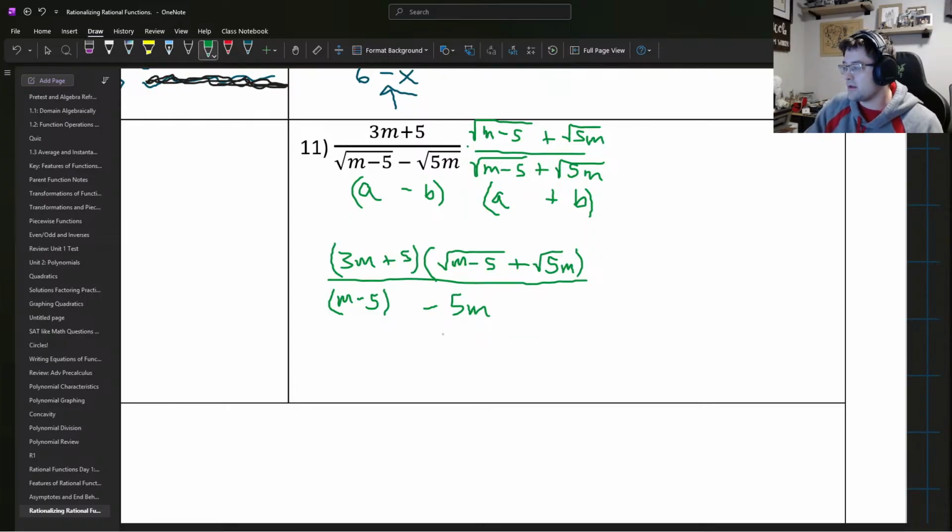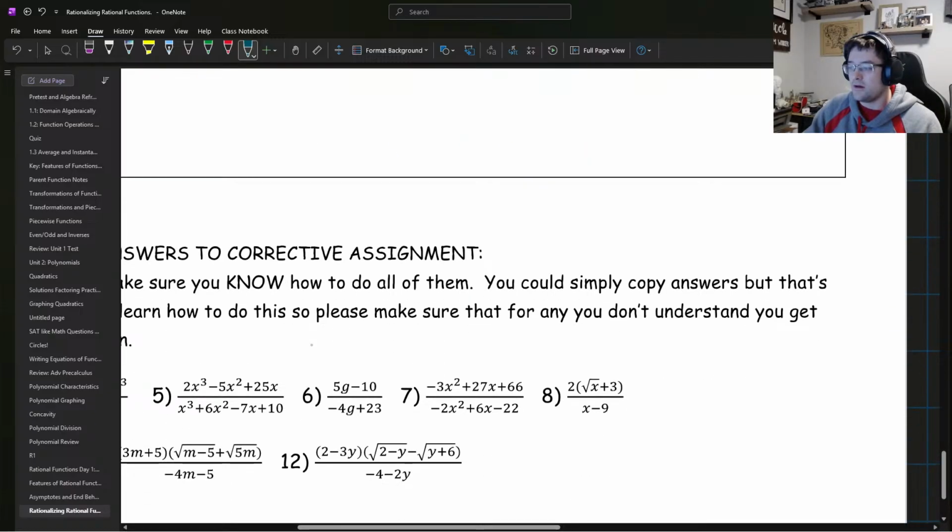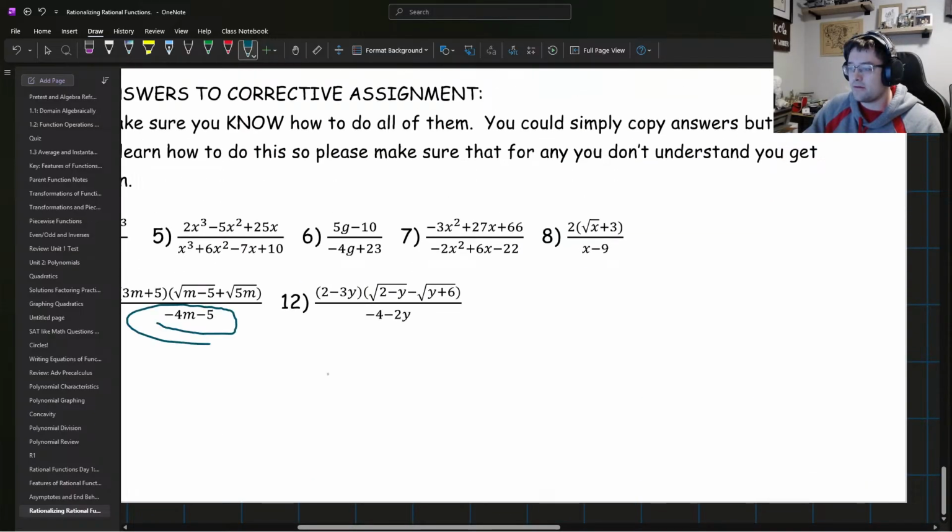It makes completing what looks like strenuous tasks, and I'm just going to rewrite this one because I don't want to rewrite this with my mouse. Makes completing strenuous expressions like this look pretty easy. So what we're going to get is m minus 5, m minus 5. Okay, so negative, there's just not a nice way to put this one, but that's going to be negative 4m minus 5 as your denominator. Yay. Okay, so yeah, negative 4m minus 5.